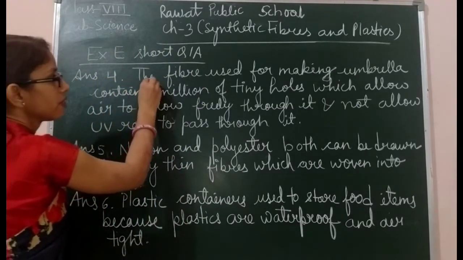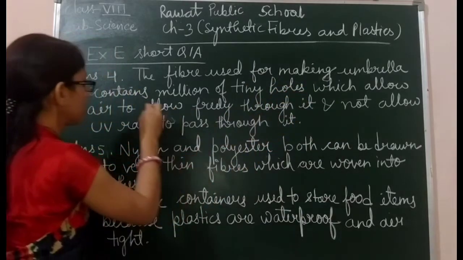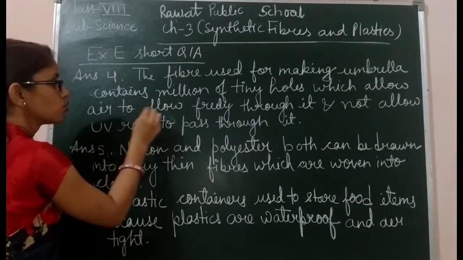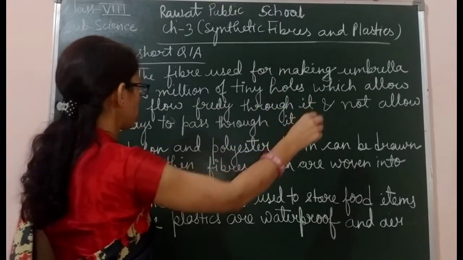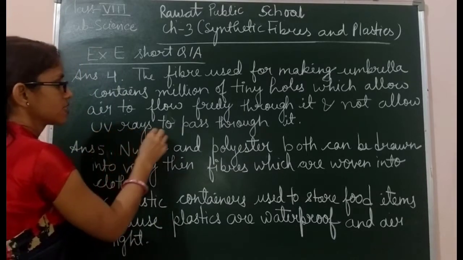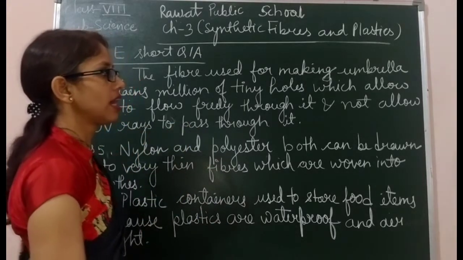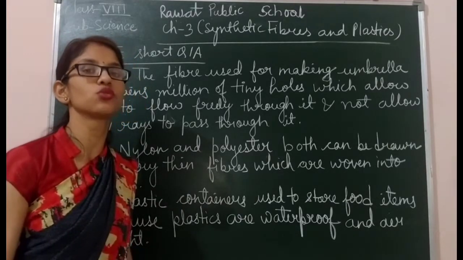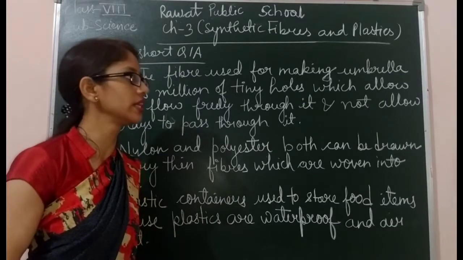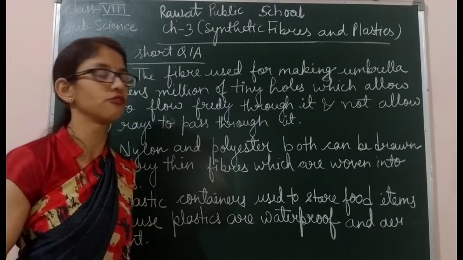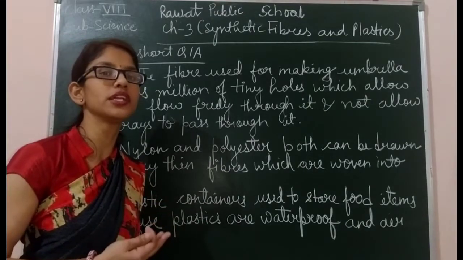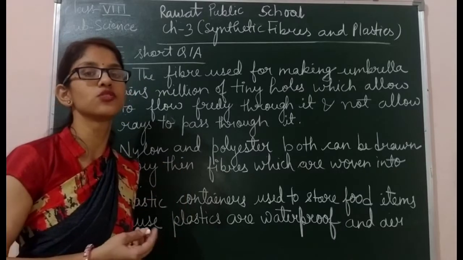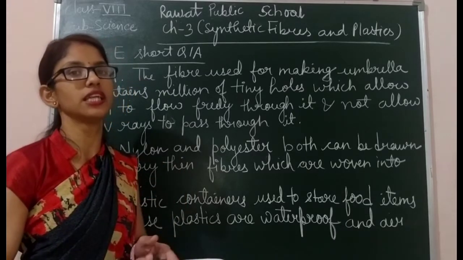Answer number 4 is, the fiber used for making umbrella contains millions of tiny holes which allow air to flow freely through it and do not allow UV rays to pass through it. So it allows air to flow through it easily so that the person using it does not feel uncomfortable due to the heat, and it does not allow the harmful ultraviolet radiation that causes skin cancer. So it is very suitable to make the umbrella from that fiber.